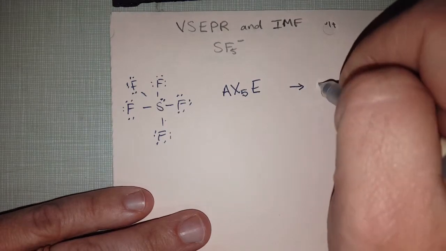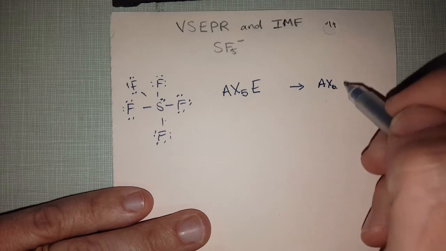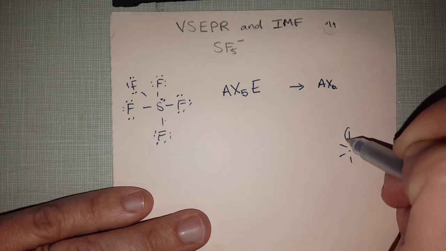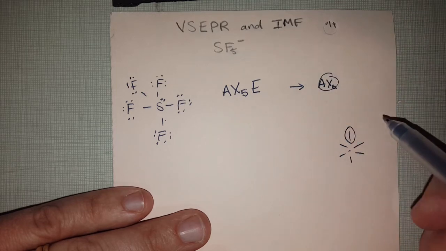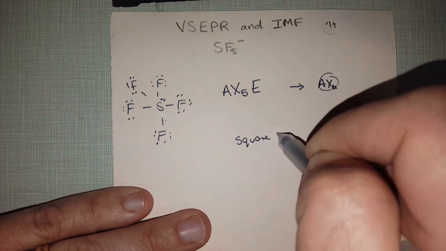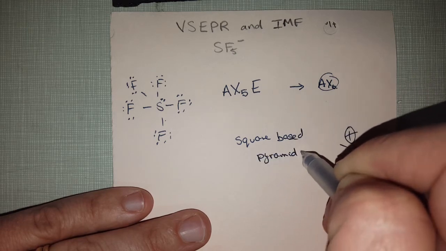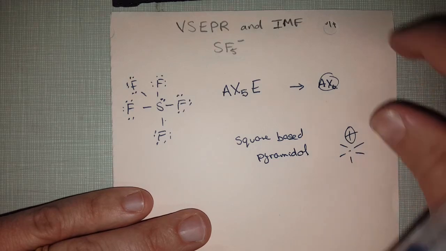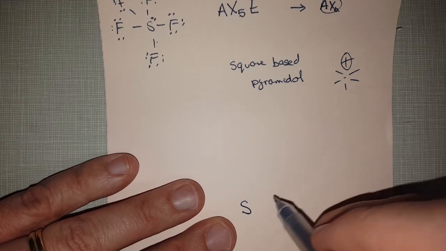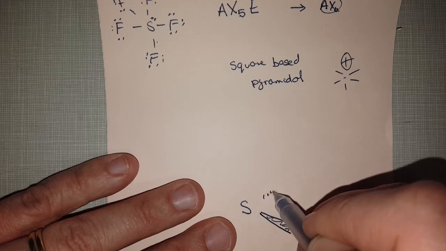Okay, so just like before, we know that this is similar to AX6, and that would be octahedral, where I have my central atom. But one of them is going to be replaced with a lone pair, and so as a result, we have our square-based pyramidal shape. So now that I know my shape, I can draw it. So I'm going to have my sulfur in the center. I'm going to have a fluorine coming out of the page, going into the page.